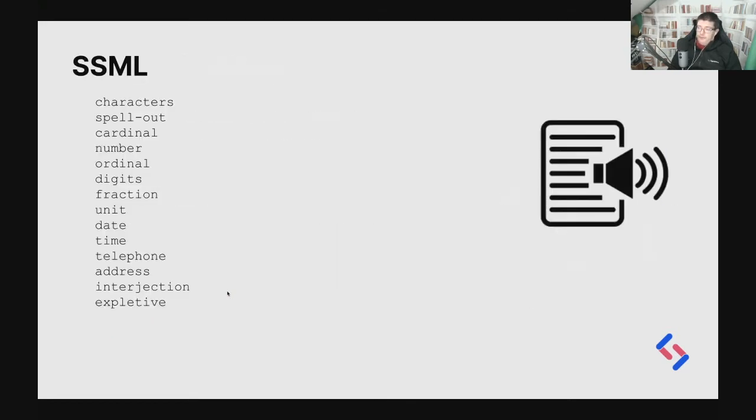Oh, sorry. So SSML allows you to say a lot of things, and we can go through a few of them. But the most important things are, well, you can say characters. If you want to make sure an acronym is spelled out correctly, most text-to-speech engines will speak an acronym in all caps.